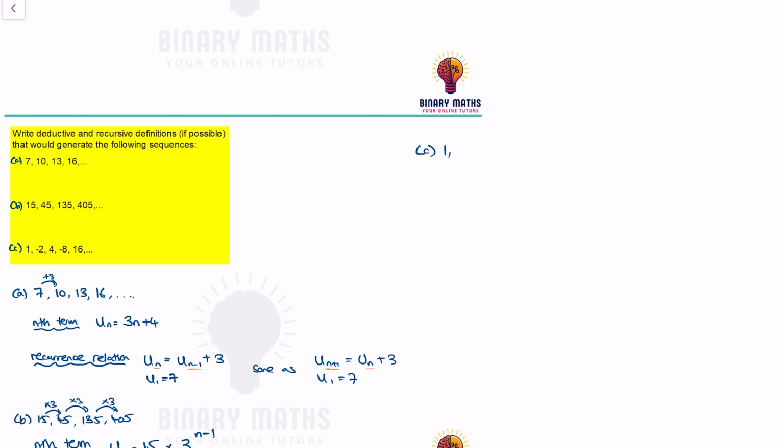C is 1, minus 2, 4, minus 8, 16, and so on. What I realize is I'm multiplying by minus 2 each time. So my nth term formula, which is the deductive definition, un is equal to, what I realize is they're all minus 2 to the power of something. But obviously for the first one, I need to do minus 2 to the power of 0, which means I have to do n take away 1, because 1 take away 1 will give me 0.